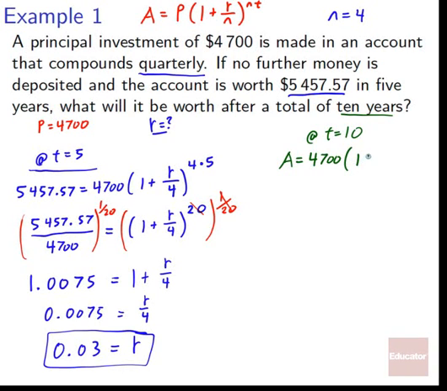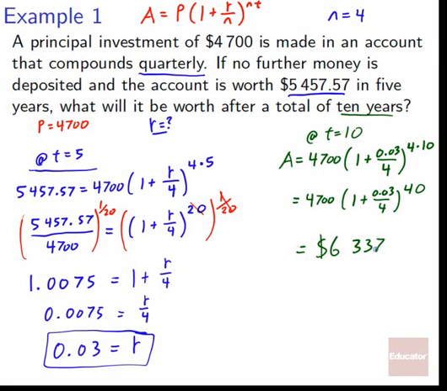We do know that it's 1 plus a rate of 0.03 over 4 quarterly to the 4 times our number of years, which is 10. So our amount is 4,700 times 1 plus 0.03 over 4 raised to the 40th. We work that all out with a calculator, and it winds up coming out to $6,337.24. And that is the final amount in the account at the 10-year mark.